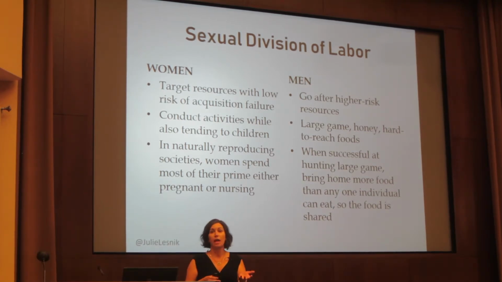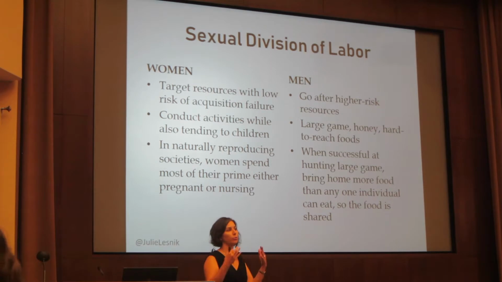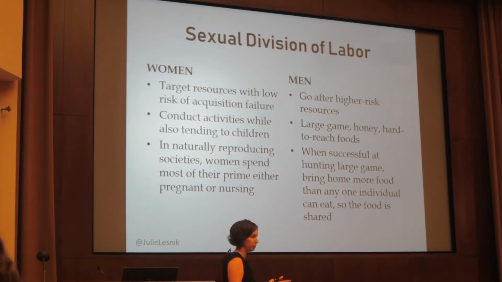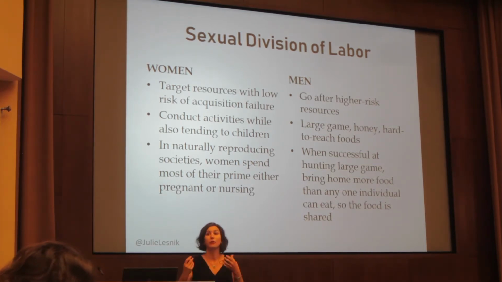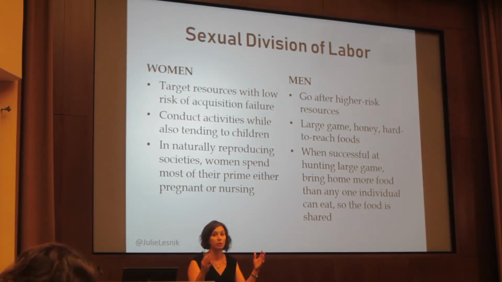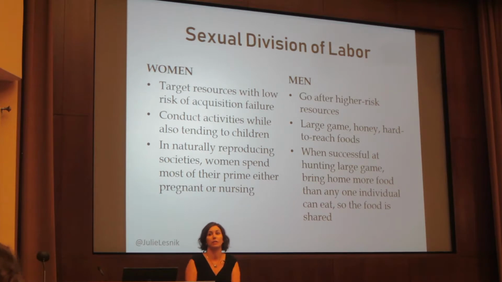So the predictable patterns of the sexual division of labor are that women go after resources that are more predictable. Actually, what we say is they have a lower risk of acquisition failure. By putting the effort to go out to those resources, your chances of bringing that resource home are very high. They also do activities where they can carry their kids with them, so they can do it while nursing, or carrying a kid, or have a kid running around, right? And they're not putting that kid in harm's way.